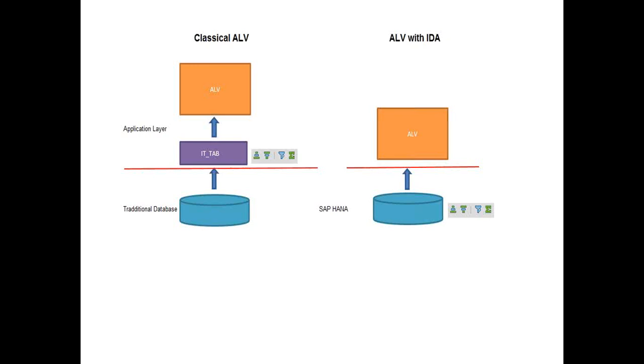In normal classical ALV, from the traditional database, we will take the data into an internal table. From that internal table, we'll pass it to ALV, right? If you want to do sort, filter, subtotal, everything is done at the internal table level. But ALV IDA directly passes data from the database to presentation. Clear? Any doubts?